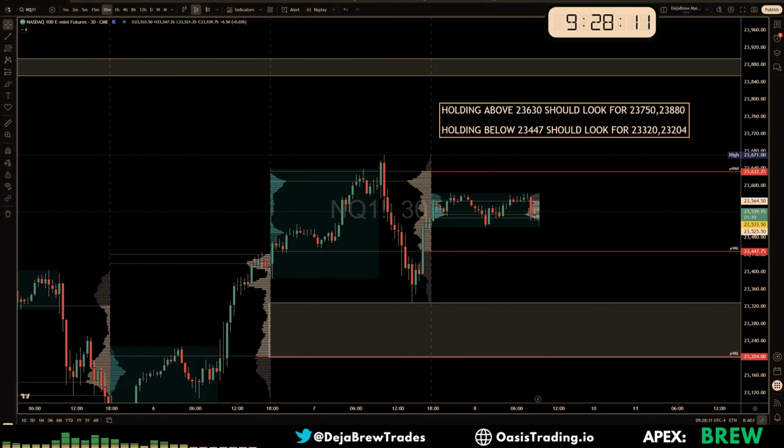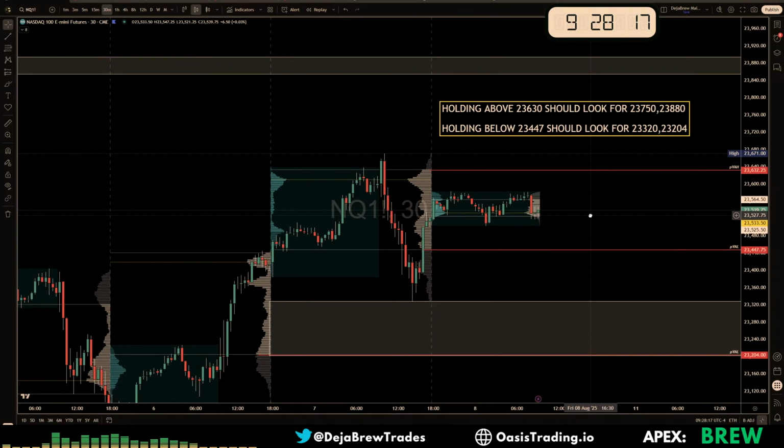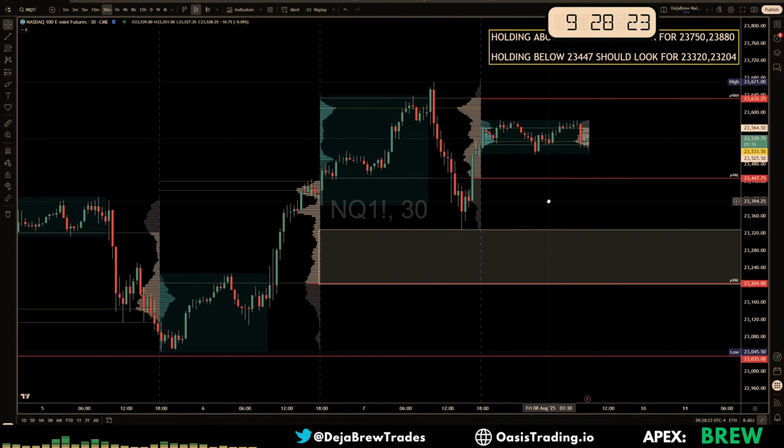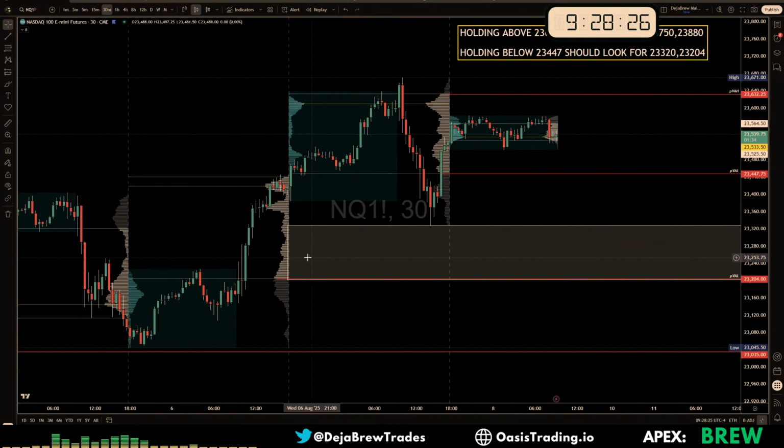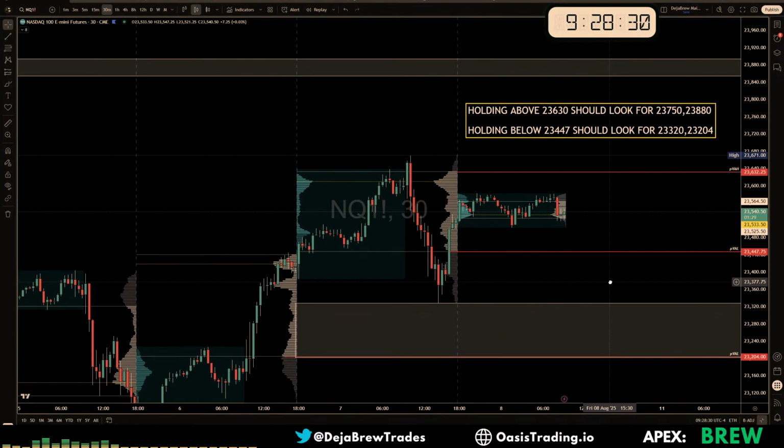So NASDAQ is pretty much the same story. Holding above 630, we're looking for 750 and 880. A couple of breakout targets there. Holding below 447, we're looking for 320 and 204. 320 and 204 is the incomplete auction from the value retrace of Wednesday. We did not finish that retrace.